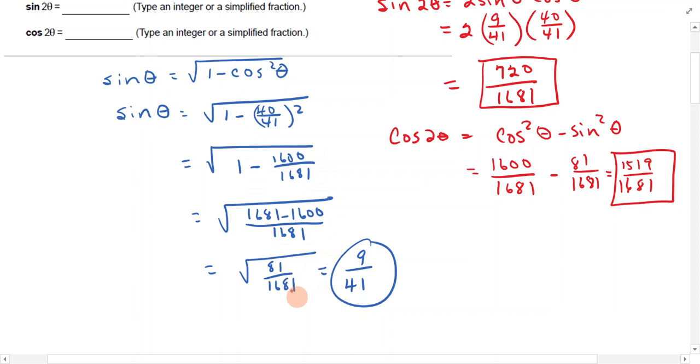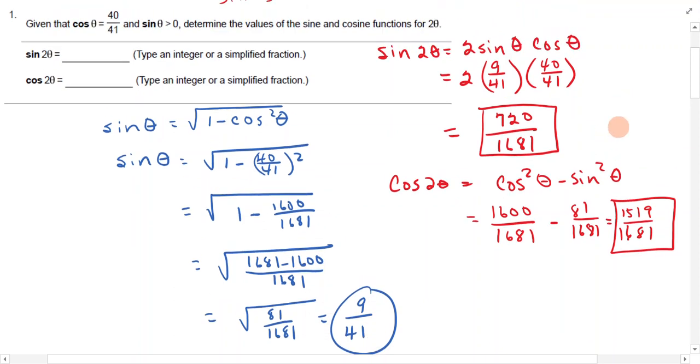That becomes 81 over 1681. If I take the square root of both of those, I get 9 over 41. That's what sine theta is.